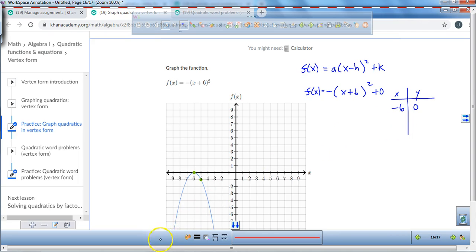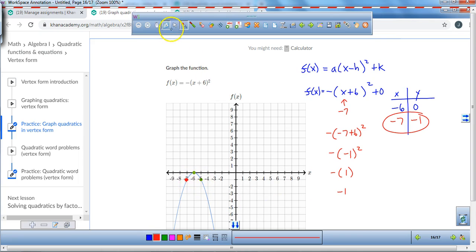And then the other thing I did right here is I plugged in a negative 7 because it's right next to a negative 6. And I got negative 7 plus 6 squared, negative 1 squared. A negative times a negative is a positive. But what's sitting out there waiting for it? A negative 1. So when you plug in a negative 7, you get negative 1, and that's why I plotted that right there.